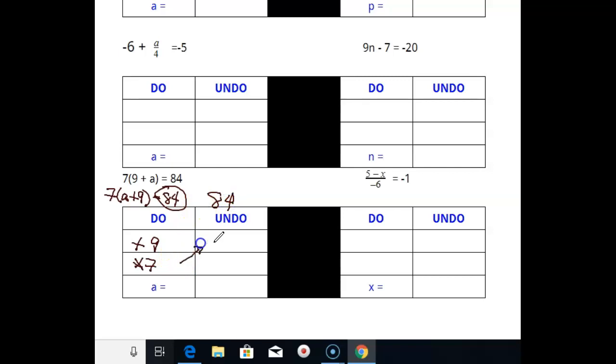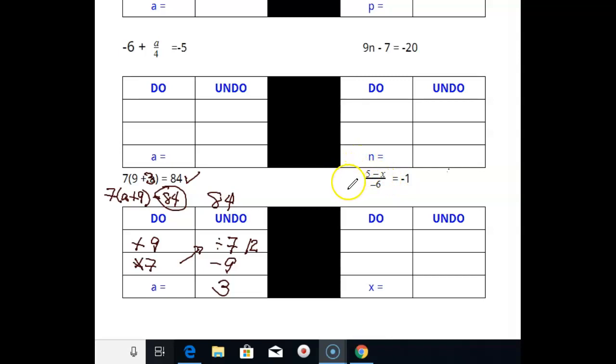Starting down here again, I'm going to divide by 7, and then I'm going to subtract 9. So 84 divided by 7 is 12. Grab a calculator if you need to. 12 minus 9 is 3. Now let's go back and check it. If I put a 3 in here, 9 plus 3 is 12. Notice I'm doing the parentheses first. 7 times 12 is 84. It checks.